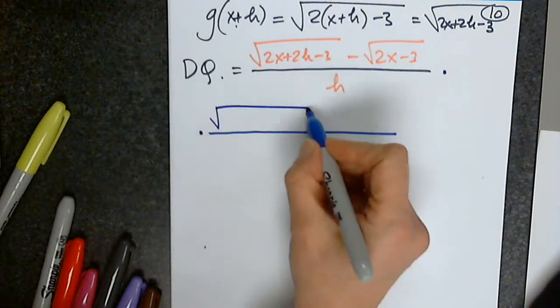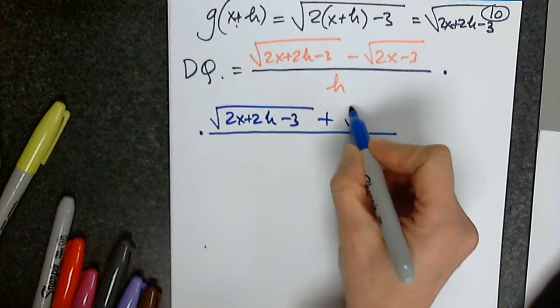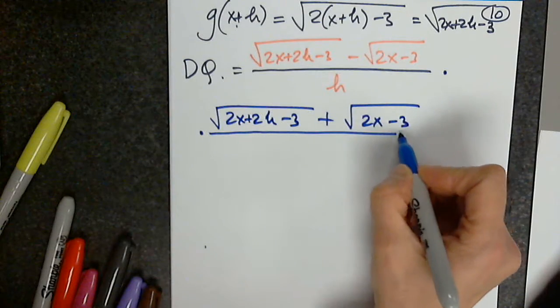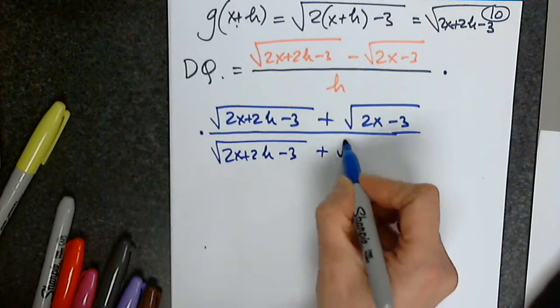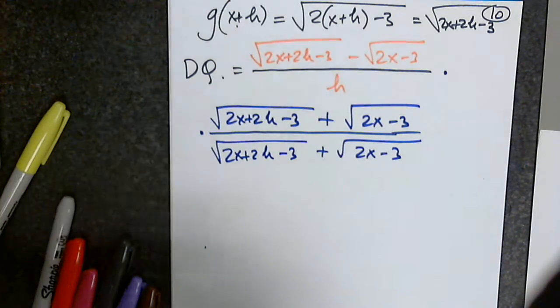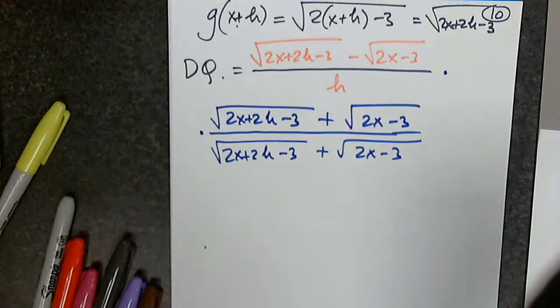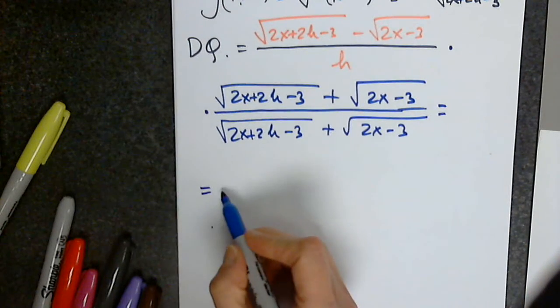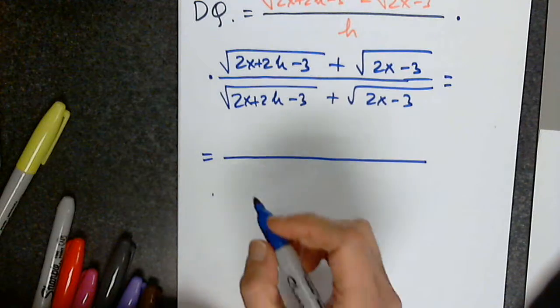Awesome. Can anyone dictate the conjugate of the numerator? Square root of 2x plus 2h minus 3 plus the square root of 2x minus 3. And they must be the same because we are multiplying by 1. Top and bottom, I am allowed to multiply by 1. It's not going to change anything. But now, we're going to use the agreement, and you're going to tell me the numerator.